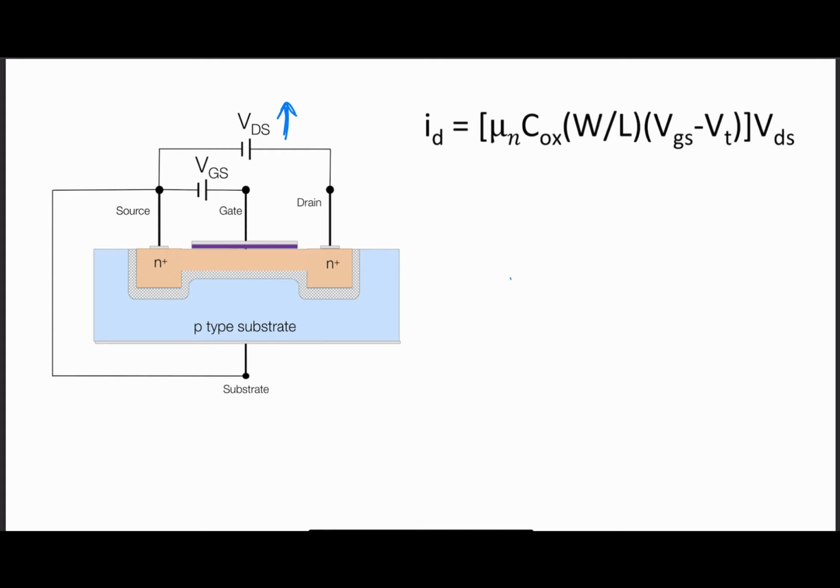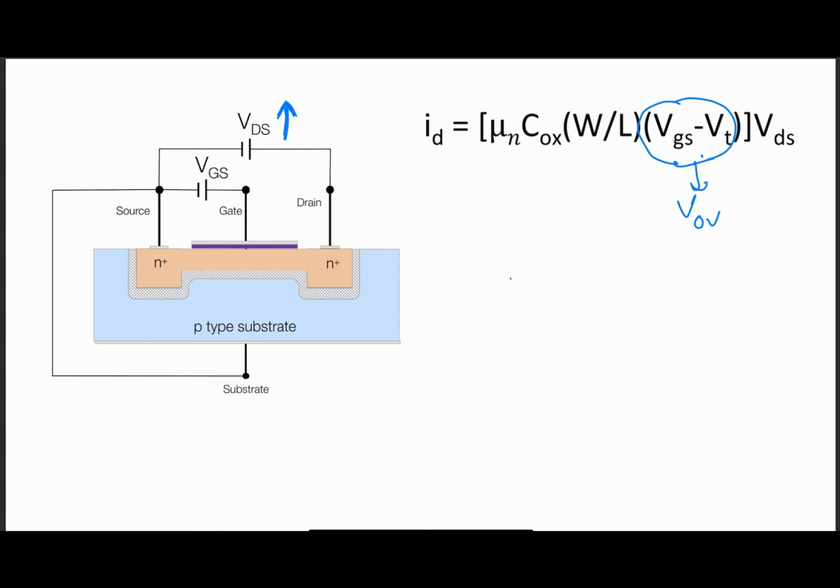Okay. So last time I calculated the current ID equal to mu n capacitance COX, the channel width over length, and VGS minus VT times VDS. Here we can also say VGS minus VT is equal to VOV, the overdrive voltage, right? We already explained this in my last video, VOV.